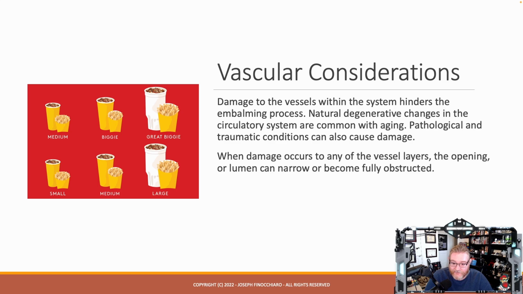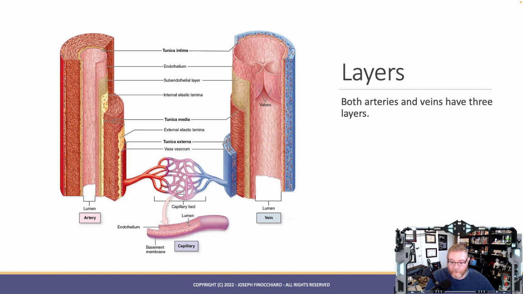Damage to the vessels within the system hinders the embalming process. Natural degenerative changes in the circulatory system are common with aging. Pathological and traumatic conditions can also cause damage. When damage occurs to any of the vessel layers, the opening or lumen can narrow or become fully obstructed.